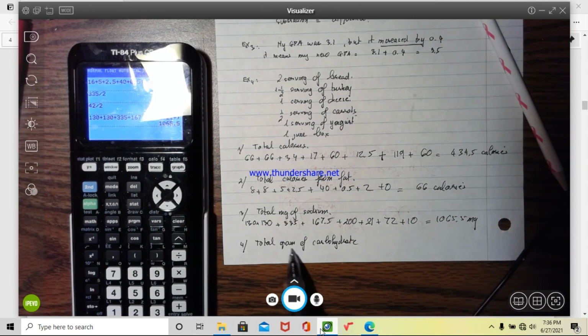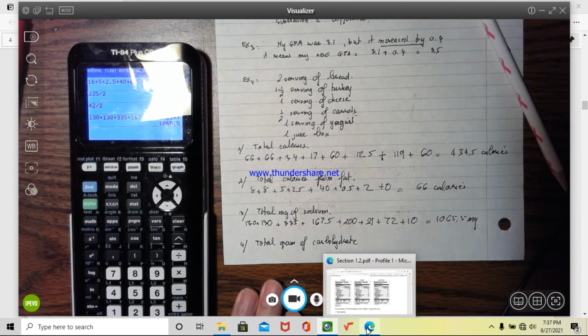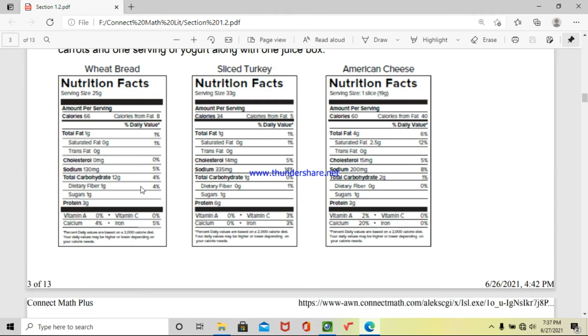Same thing for the reason we can add, because all of them is milligram. You see, the same quantity, the same denomination. That's why we can add them. Now we do the same for carbohydrate. Okay, so 2 7 of bread, carbohydrate right here. So we have 12 plus 12, right?